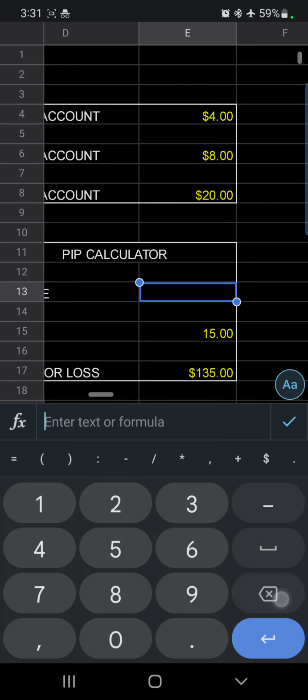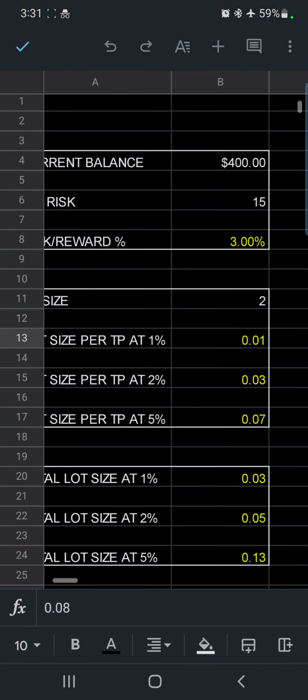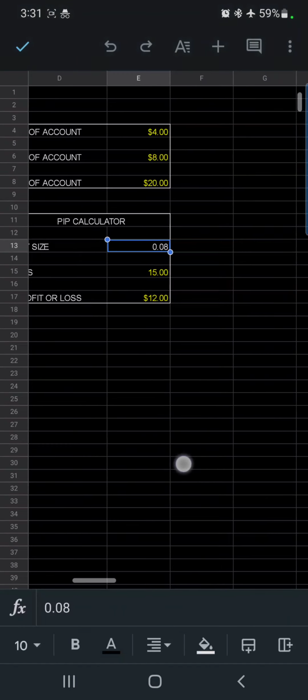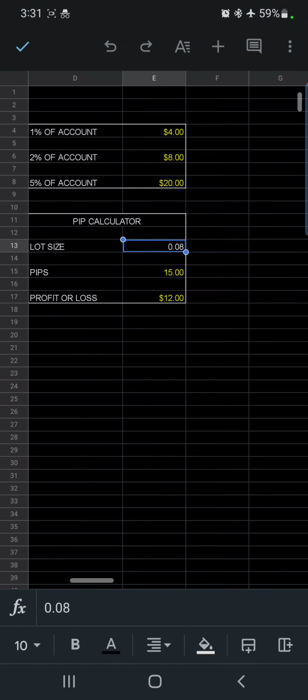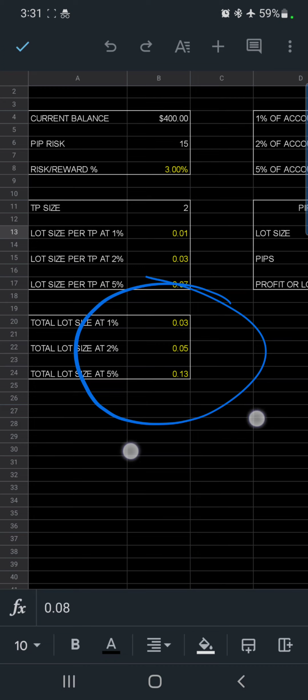Let's try 0.08. 3%. That's better from a proper risk management standpoint. So you can play around with that. Now, as you can see, 0.9 is not listed in the lot sizes here. So that's quite all right. You can calculate it on your own to determine your lot sizes.